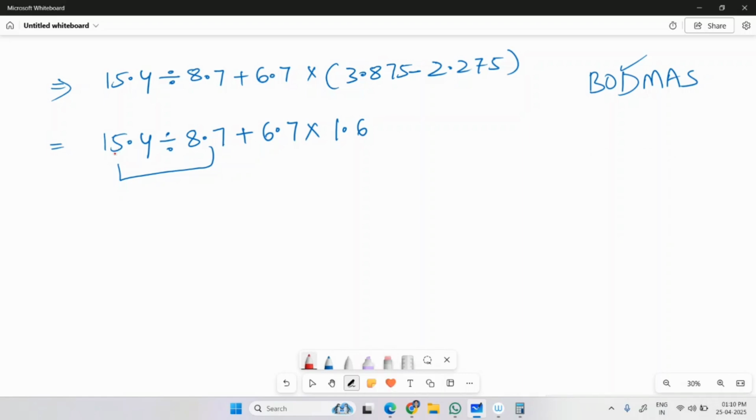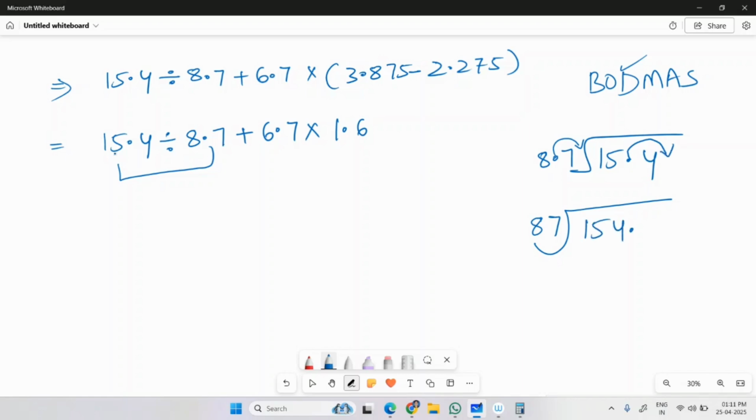We already learnt about decimal division. That video I will keep in the description. Please watch if you have any doubts. 15.4 divided by 8.7. Here 8.7 is the divisor. We have to convert this into a whole number. So to convert, by moving the point one place to the right, 8.7 will become 87. When you move the decimal point towards the right, the same number of steps we also have to move in the dividend. So 154.0. Now let's divide this.